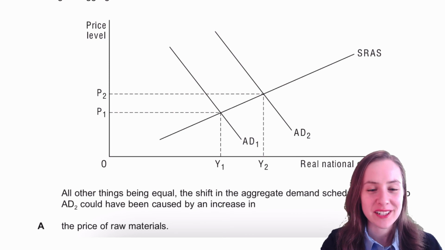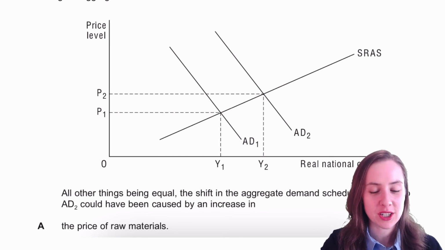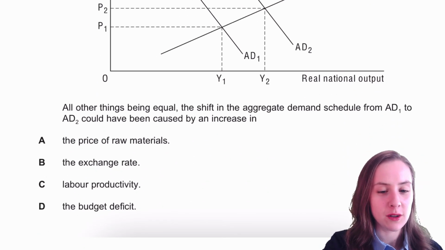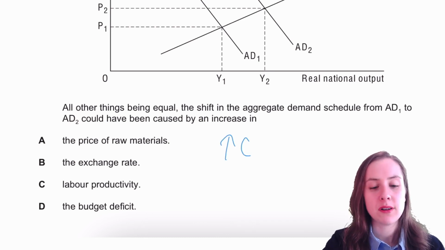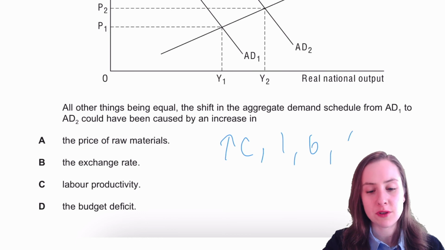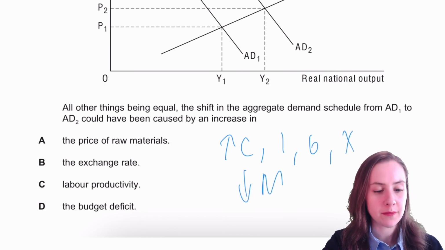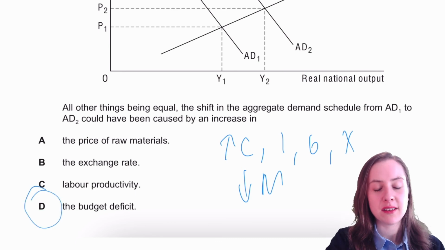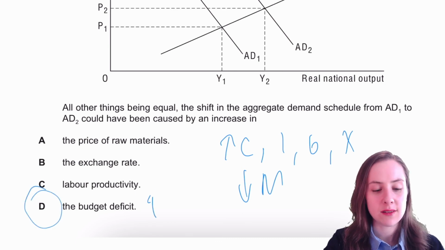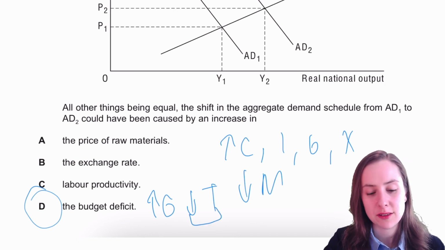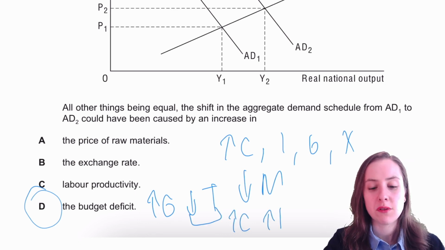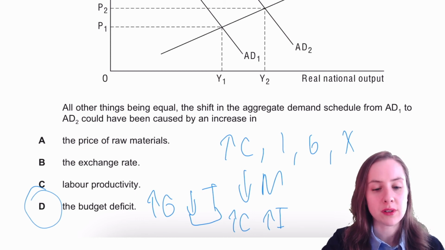Diagram shows how real national output and the price level are affected by a change in aggregate demand. We've got AD increasing. So what could have increased AD? We're looking for something that increases C or I or G or X or decreases M. Increasing the budget deficit, that's the one. If you do this, you are increasing G and you're decreasing T. If you decrease taxes, you're increasing consumption and you're increasing investment. All those together will increase AD.